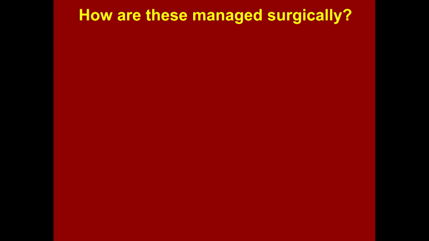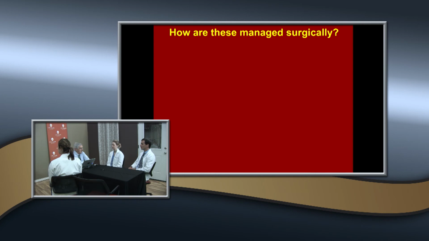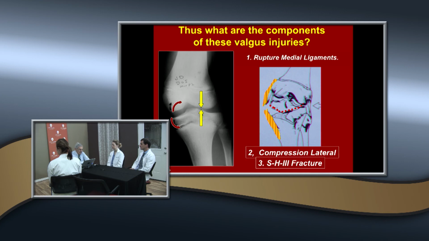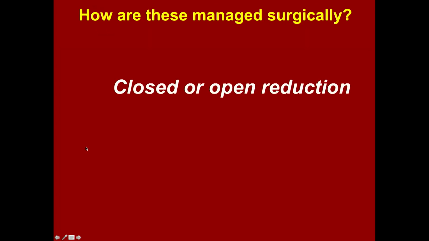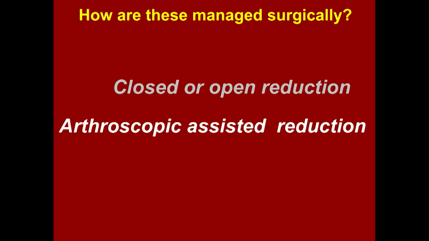So how are they managed surgically? You like to operate, don't you? What's the first thing you have to do? Reduce it. Okay. What is your concern that may inhibit your reduction? Your ligaments may be interposed, yeah, or the peripheral attachment of the meniscus may be stuck in there. So you do a closed or open reduction.